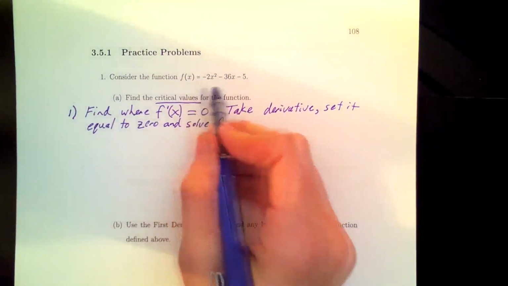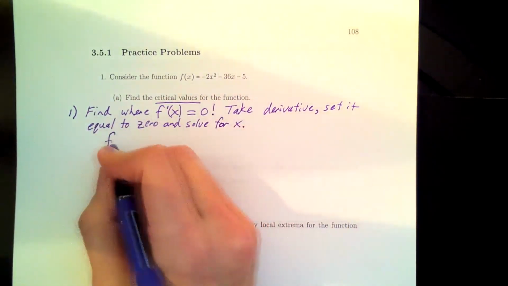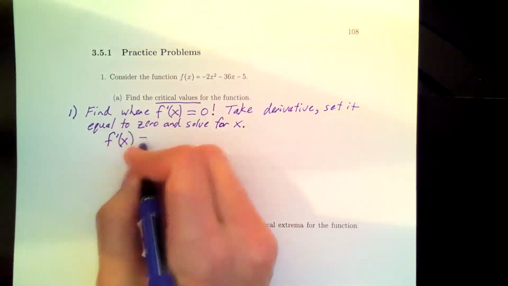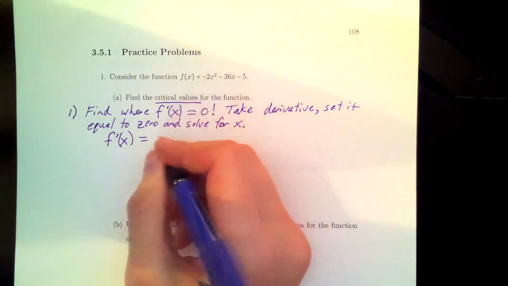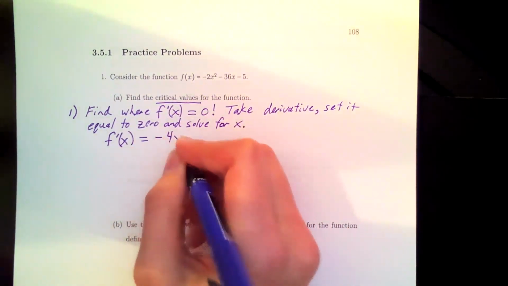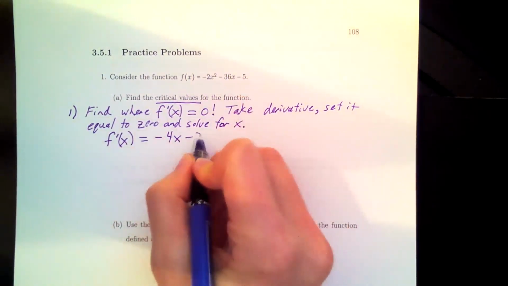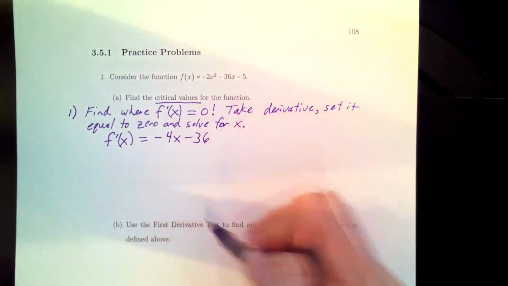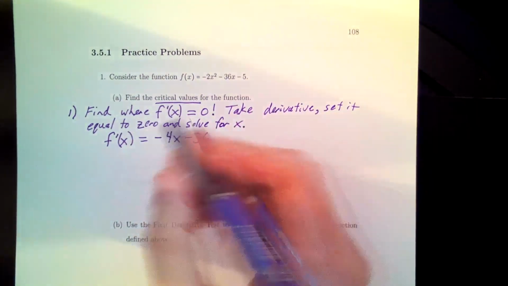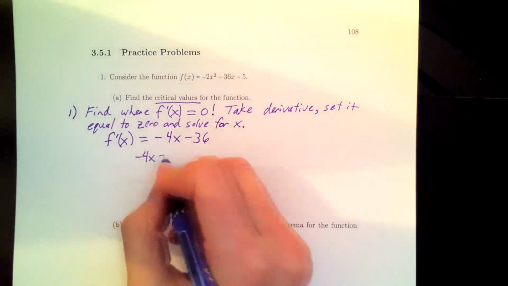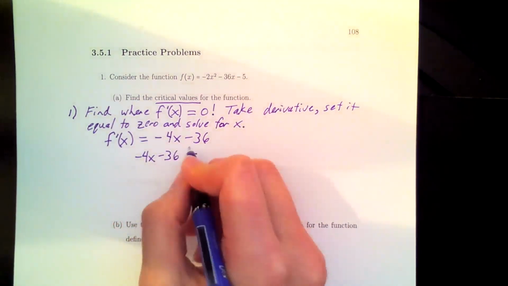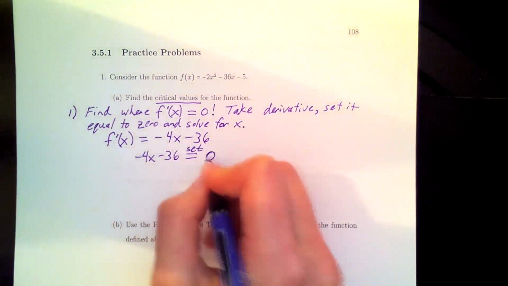So here's my original function. Let's take the derivative of it. Derivative of minus 2x squared, we do a power rule on that. We get minus 4x. The derivative of 36x is 36, and the derivative of negative 5 is 0. So here's my derivative, and you're supposed to take that thing, and you set it equal to 0.